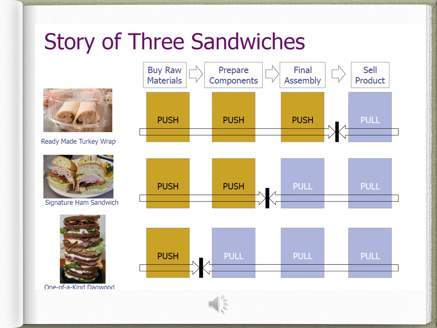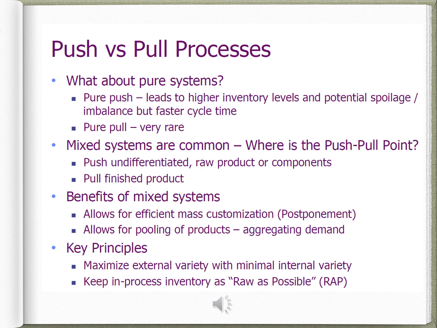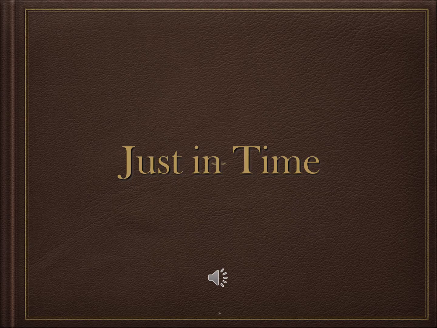The second one, the signature ham sandwich, is made to order, that is, the materials and components are ready, but the final assembly occurs just when the order has arrived. The third one is designed by request, and then the rest of the steps are followed. Using just a push process leads to higher inventory, while pull processes are rare. Instead, mixed systems are common, combining steps of both systems, usually pushing at the beginning of the process while pulling at the end of the process.